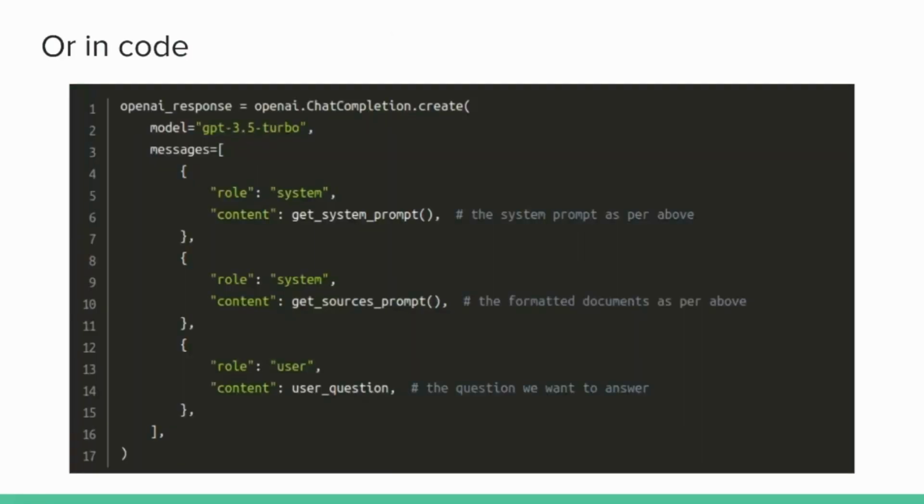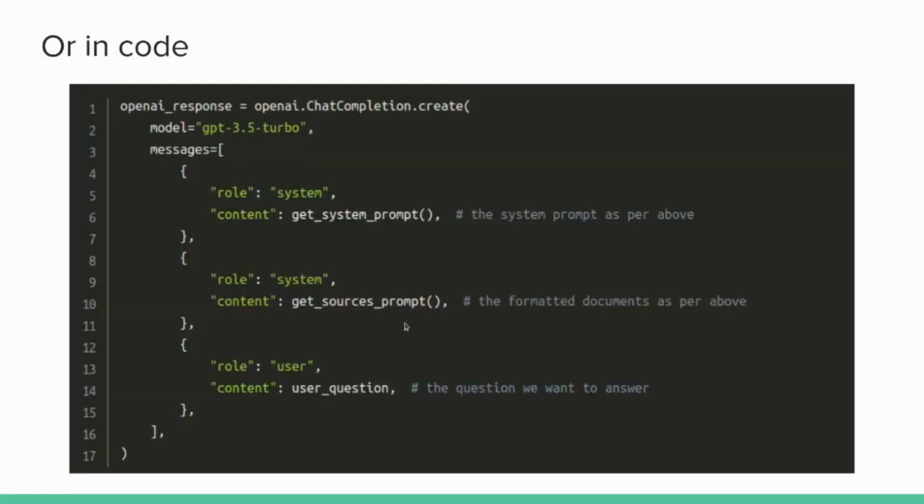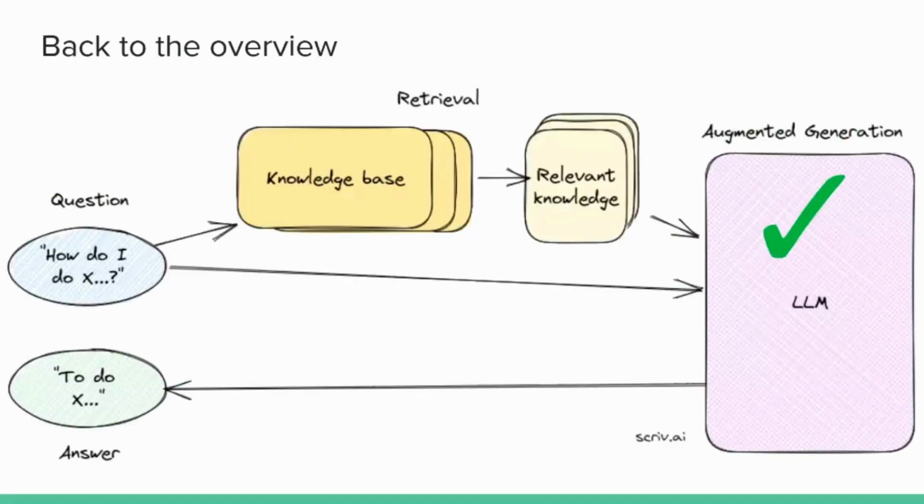In code, you can see it's very straightforward. I've abstracted these things out to functions, but basically this is the OpenAI Python API. You give it the model you want to work with, and then you give it a system prompt, which is this, you're a knowledge bot thing. You give it your sources, which is your formatted documents. You give it the question, and it will then respond with the answer. And that is basically all you have to do for this last step. So cool, so far so good, hopefully.